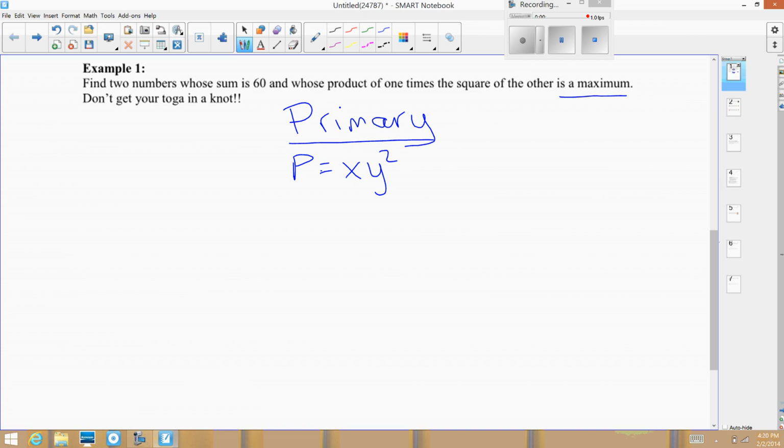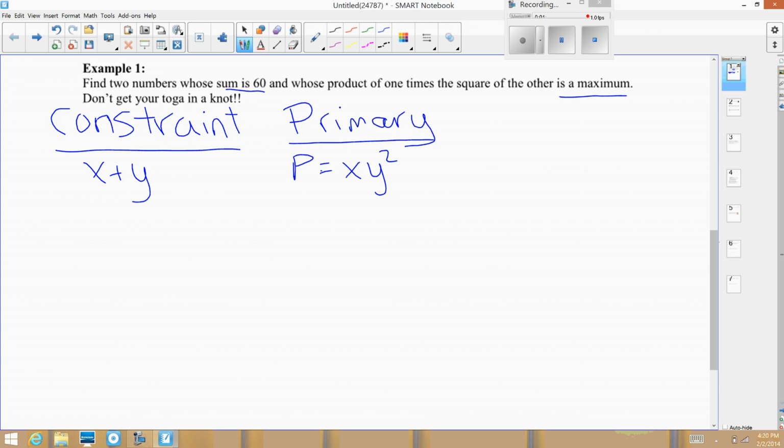And always with these problems, there's some kind of constraint. Okay, what's the limitation? In our case, their sum has to be 60. So you have your what-are-you-optimizing function, you know the constraint. Now you want to get the primary equation into one variable. In order to do that, you just need to solve the constraint for one or the other. Okay, so we have 60 minus y. Plug it in now. So we have 60 minus y times y squared.